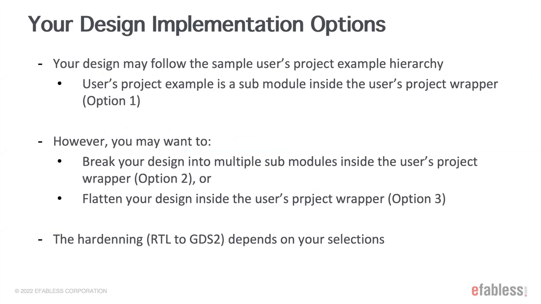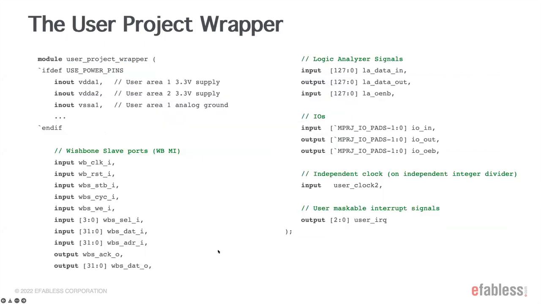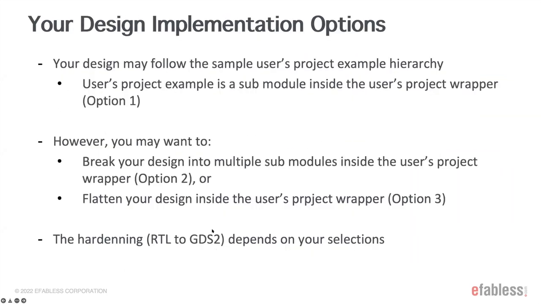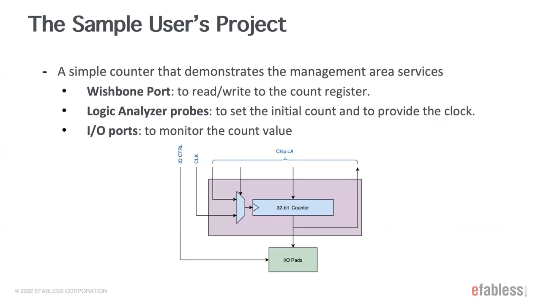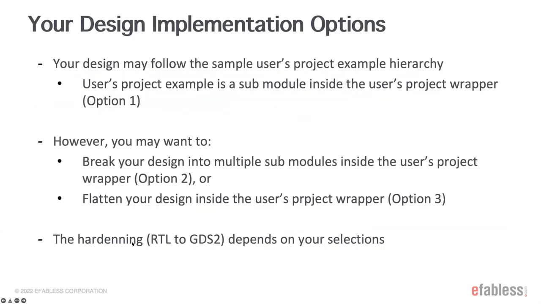So the way we did this design, if you go back here and look at this file, it's a very simple design. Yet it demonstrates how you can use these interfaces. We did it such that it's one module instantiated inside the user's wrapper, which is exactly like this. So we have the user project wrapper, and then we have one module that implements our counter design instantiated inside the user's wrapper.